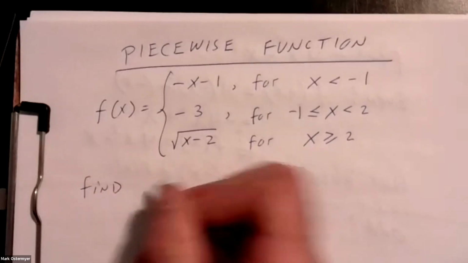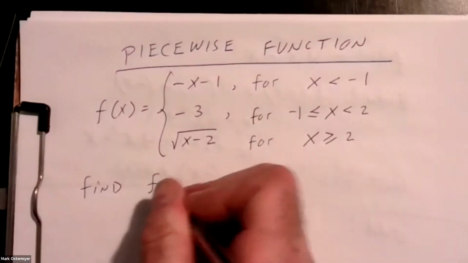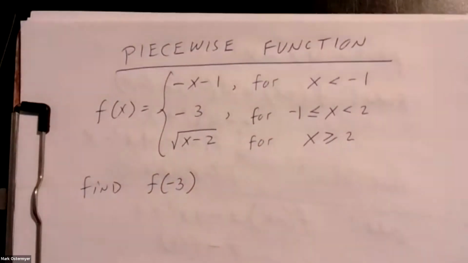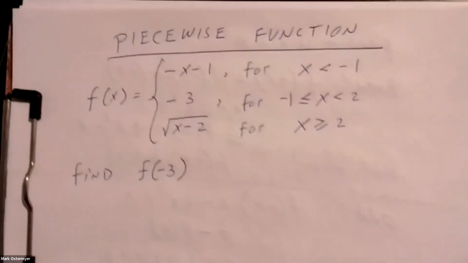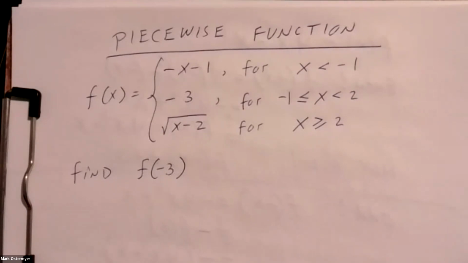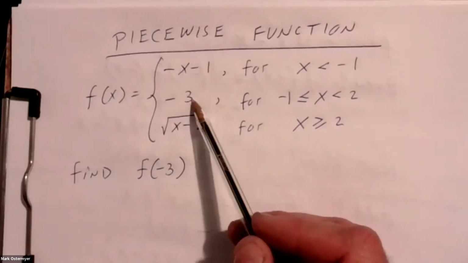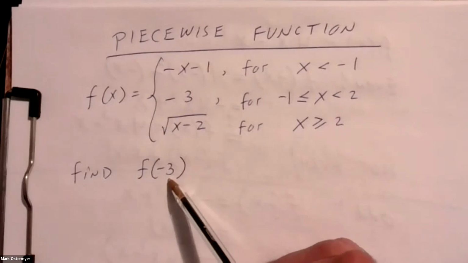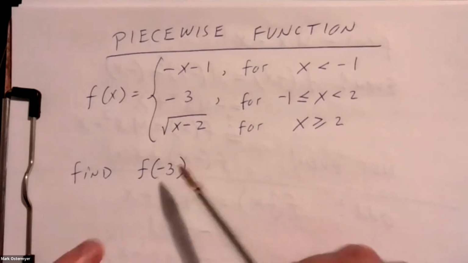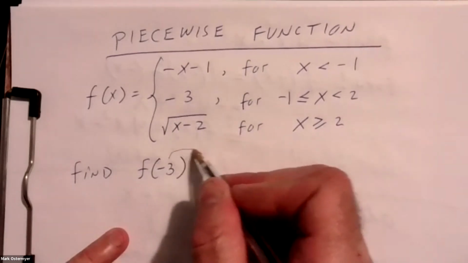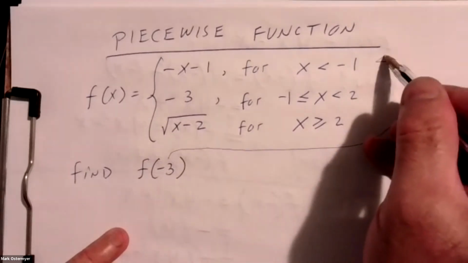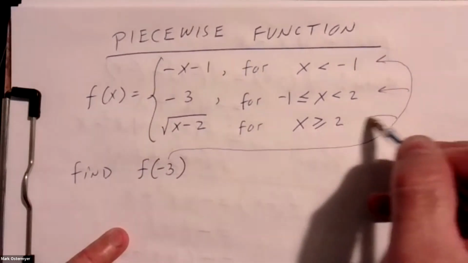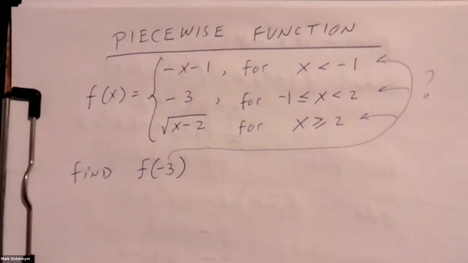Suppose I want you, using this piecewise function, to find f of -3. Well, I have a question for you, ladies and gentlemen. Which definition are we to use, the first, second, or third, if I put -3 into this function? You have to ask yourself, in what interval is -3 found? Is it found in the first interval, the second interval, or the third interval?